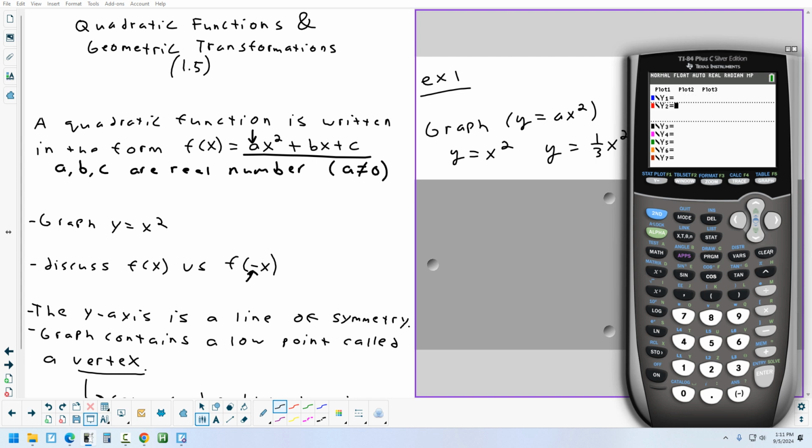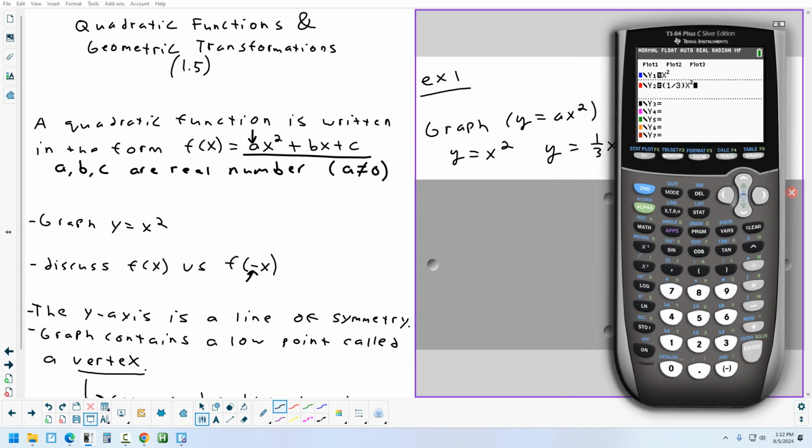All right, so if you have x squared, leave that one. The way you can type in 1/3, there's a couple ways you can do it. That's how I do it: 1/3 x squared, and 2x squared. All right, let's graph those and see what they look like.